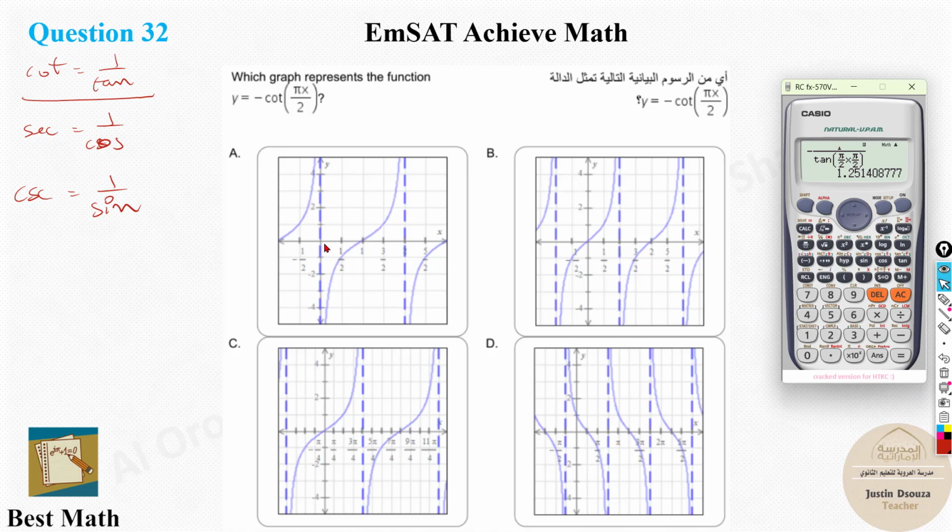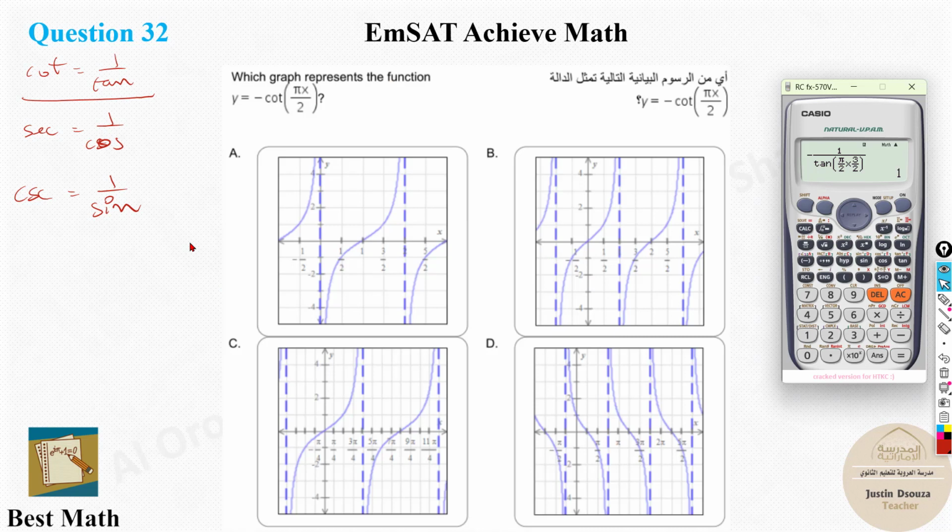So which is the correct graph? Only this graph. So here, let me take 3 by 2. What's the answer? It's 1. Yes, it's correct. I avoid these axes because you'll get undefined values and these asymptotes. So you can see the four graphs, choose the correct options and easily you will get it.